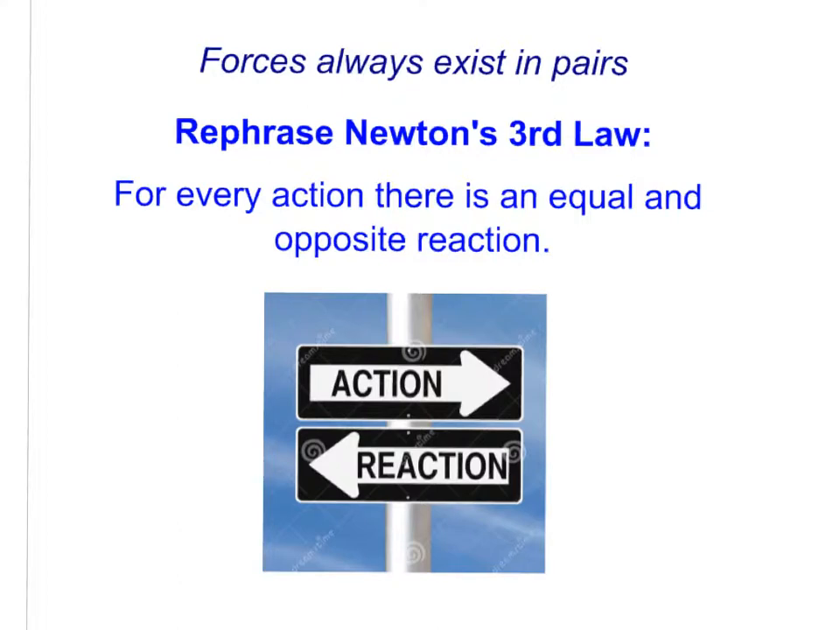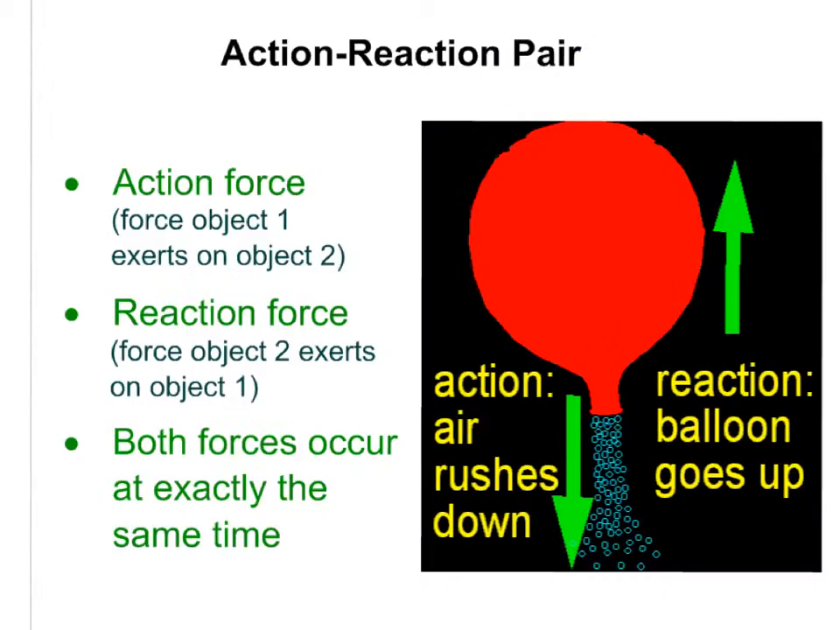So an easier way to rephrase this, and you've all heard this, for every action, there's an equal and opposite reaction, meaning equal in magnitude, opposite in direction. So Isaac Newton realized that a single isolated force cannot exist. Instead, forces always exist in pairs. And the way they exist in pairs is often termed action-reaction pairs.